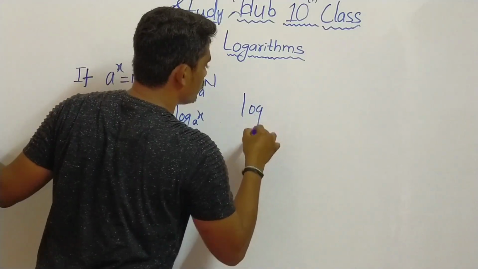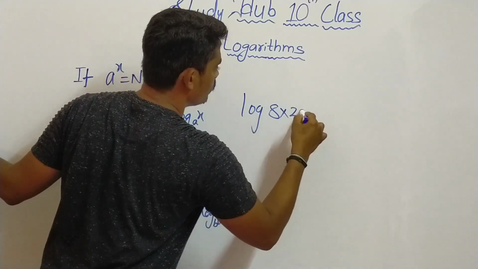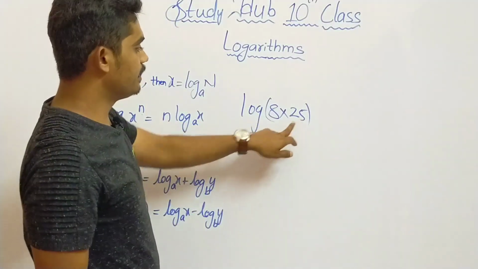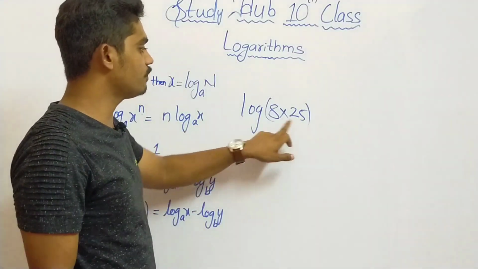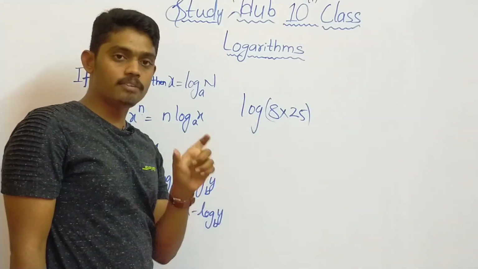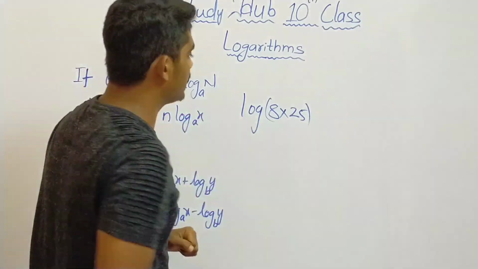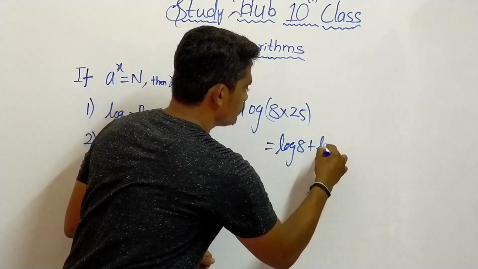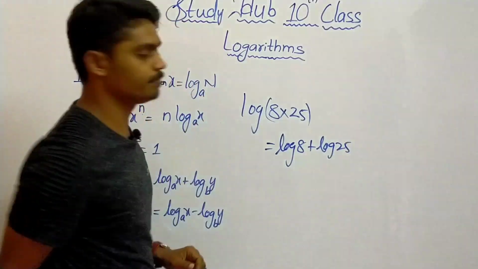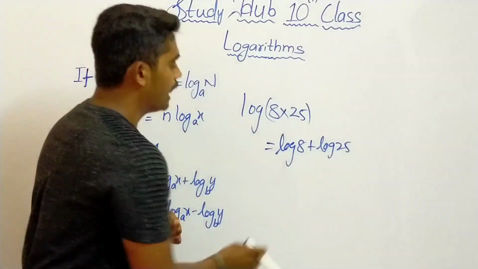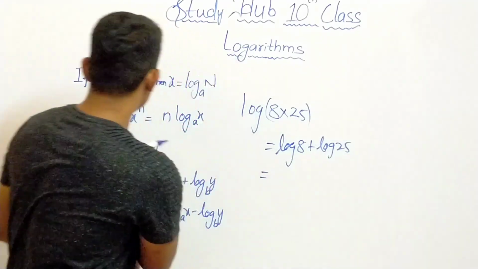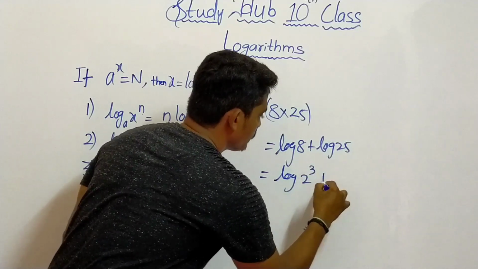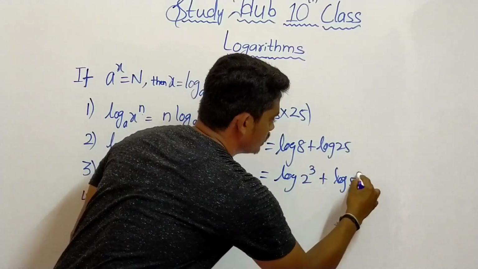For example, log of 8 into 25. To solve this directly, we need to find the multiplied value of 25 into 8, then apply log to that very big value. The problem will be very big. So if we use log 8 plus log 25, this is easier, and we can make it simpler by using the first rule again. Log 8, we can write 8 as 2 cube, plus 25 as 5 square.